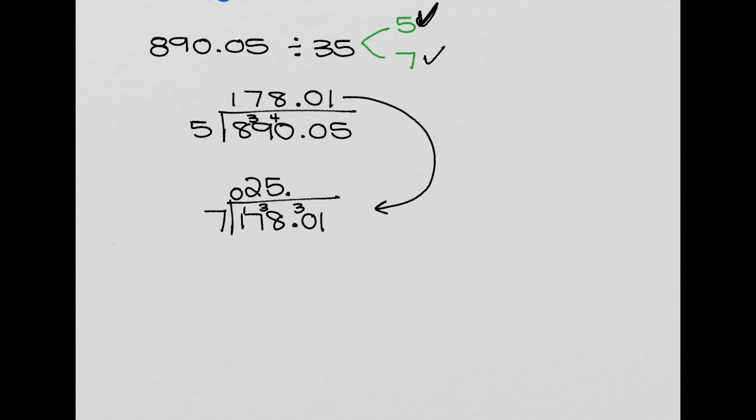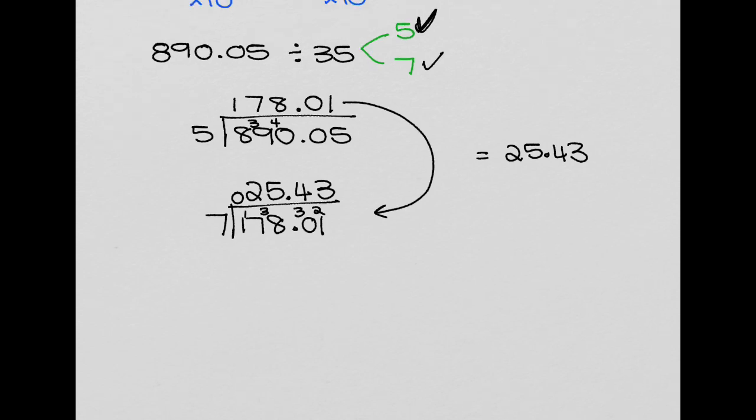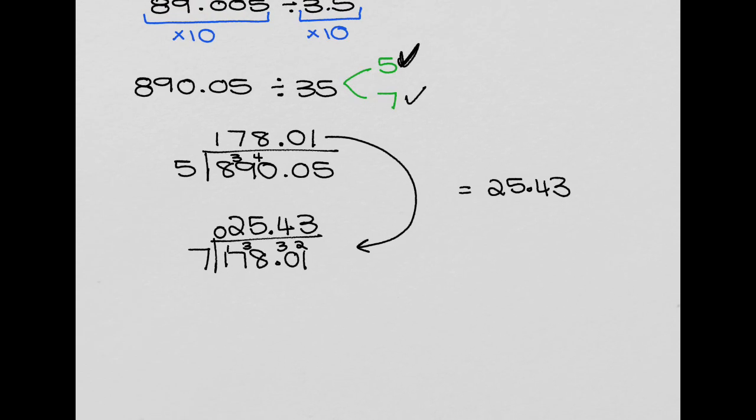And now you're going over into the decimals. 7 goes into 34 times, remainder 2. And 7 goes into 21 3 times. And so my final answer is 25.43. You're not then magically timesing by 10 or dividing by 10 or anything like that. That is the answer because, again, when we times by 10, we were just making an equivalent fraction. And so that's the answer.